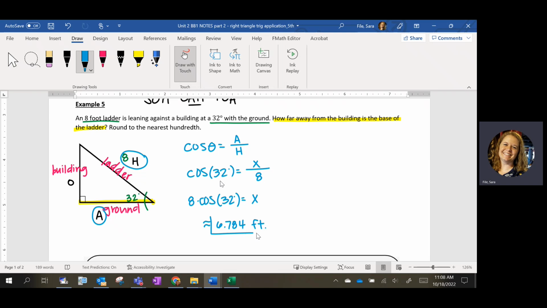So the base of the ladder is 6.784 feet from the building. That's how far away the bottom of the ladder is to the building. So far, so good? All right.